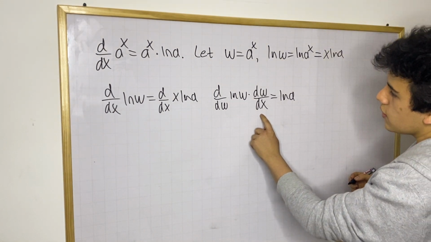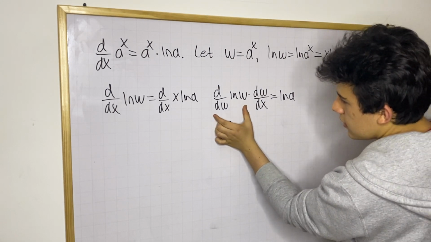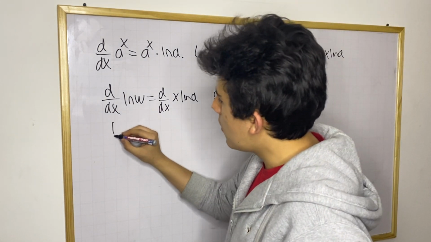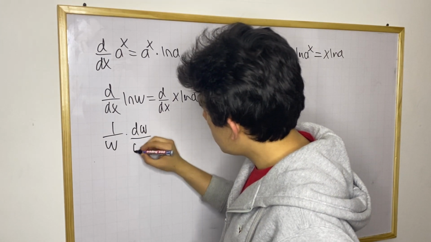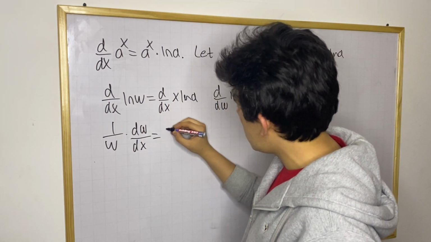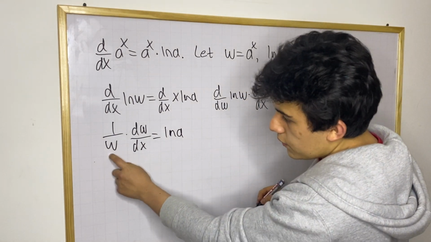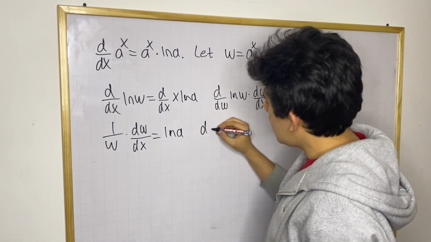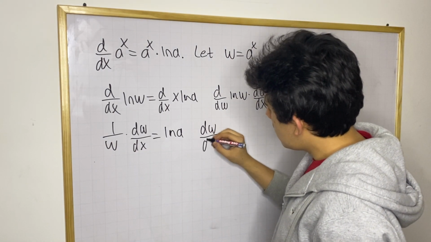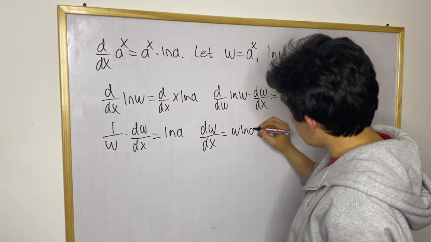And now we only need to solve for dw over dx. And in this case, for this expression that we have, we know that it's going to be 1 over w times dw over dx. And this is going to be equal to ln a, okay? And now, well, you can move this w and multiply it on the other side of the equation. And you're going to get that dw over dx is equal to w times ln a, okay?